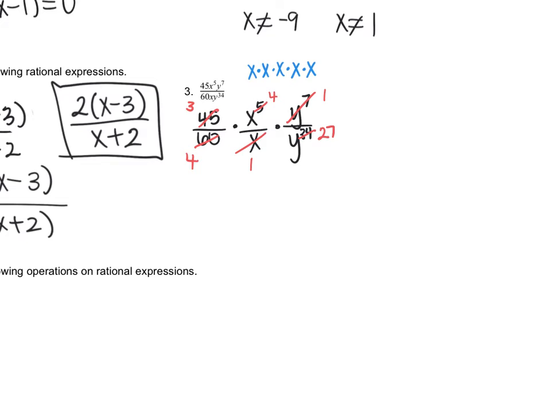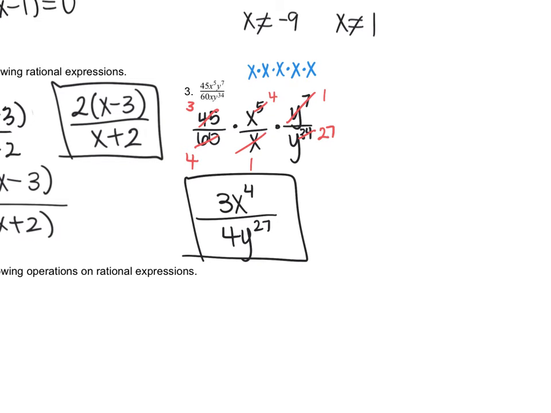So now my final answer, I'm going to multiply back everything in the numerator. We have 3 times x to the 4th times 1. So we'll have 3x to the 4th. And in the denominator, we have 4 times 1 times y to the 27th. So we have 4y to the 27th. And that is our simplified answer.